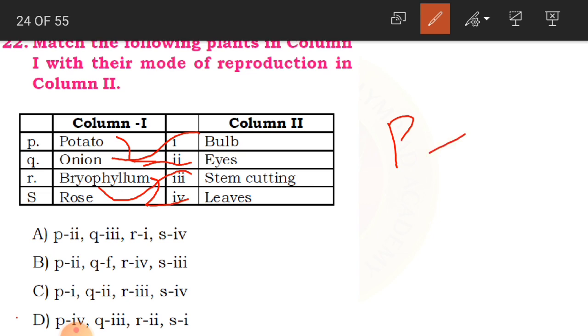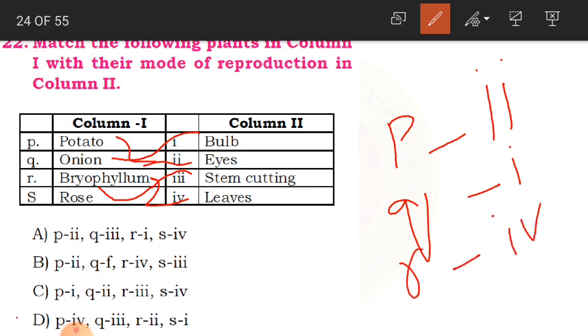P is for 2. Q is for 1. Then R is for 4. And the fourth one, that is S is for the third one. Okay, so this is the correct method. And here, if you see, in which option we have got this sequence? B option.